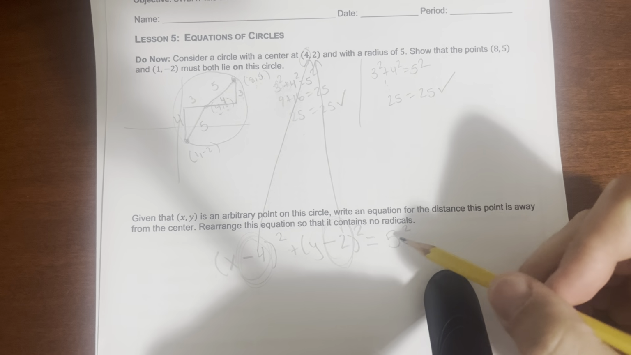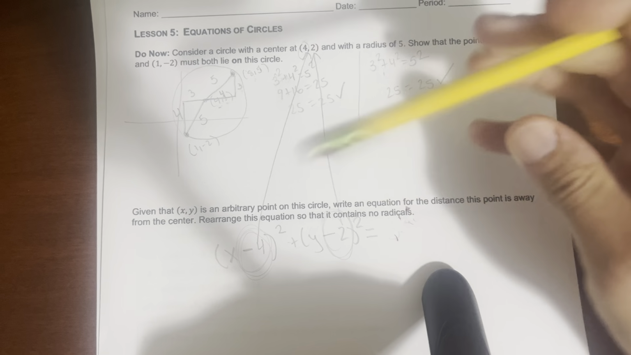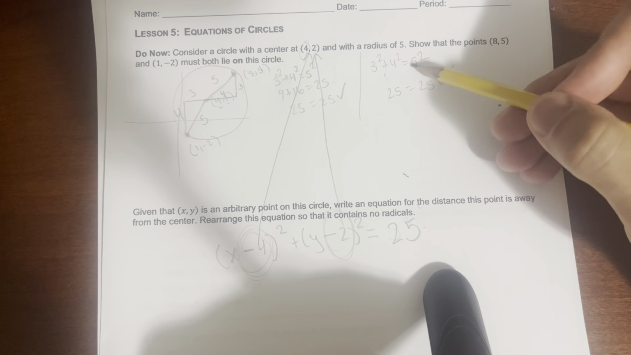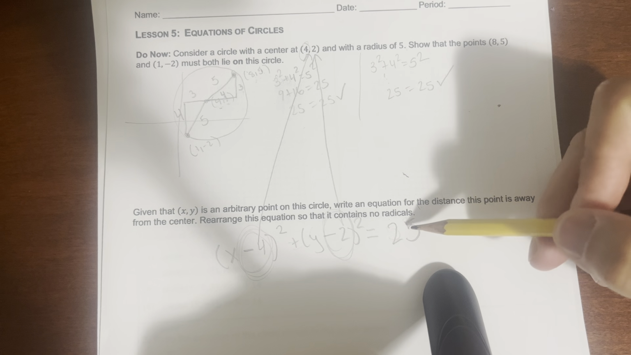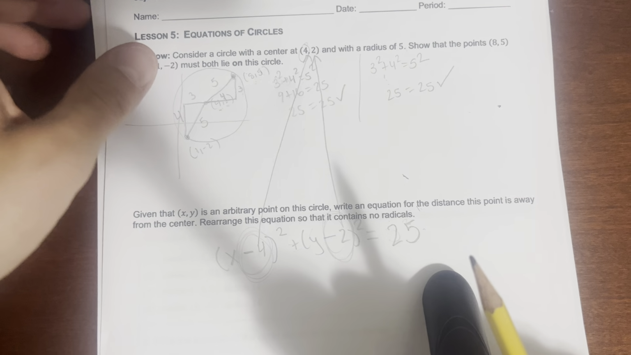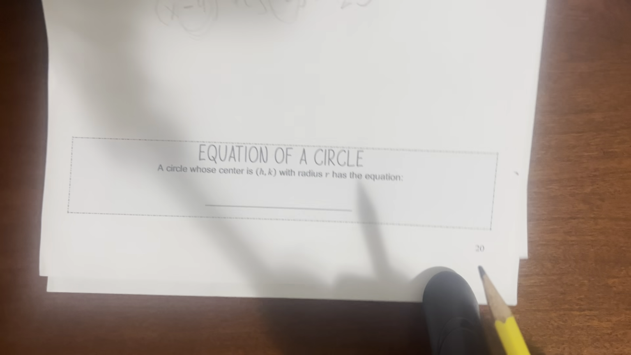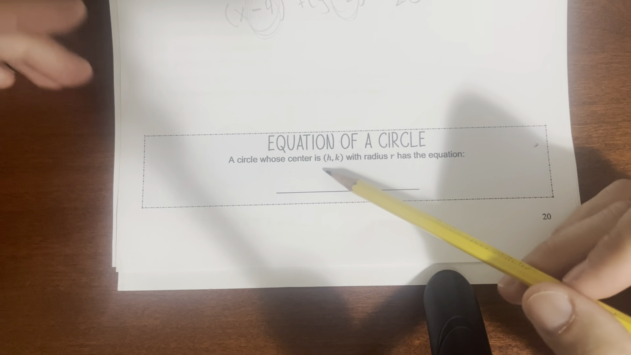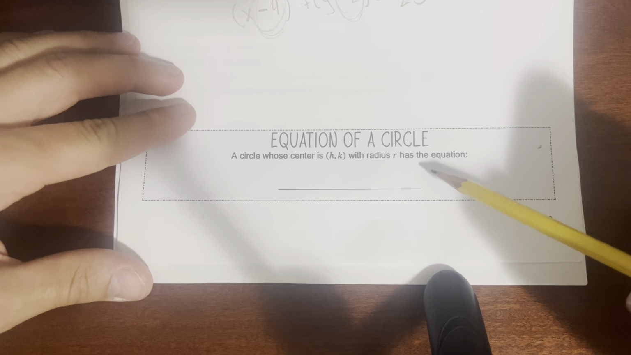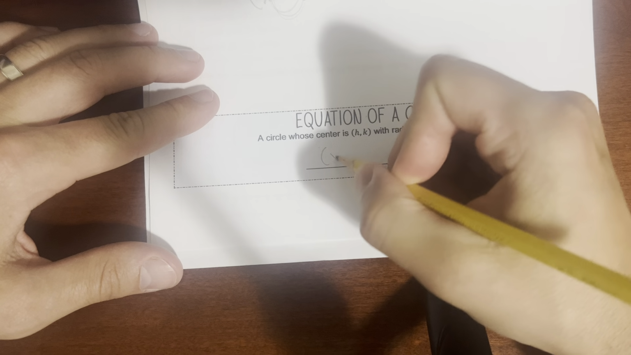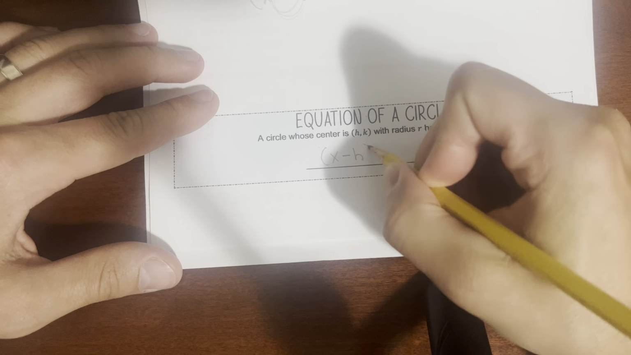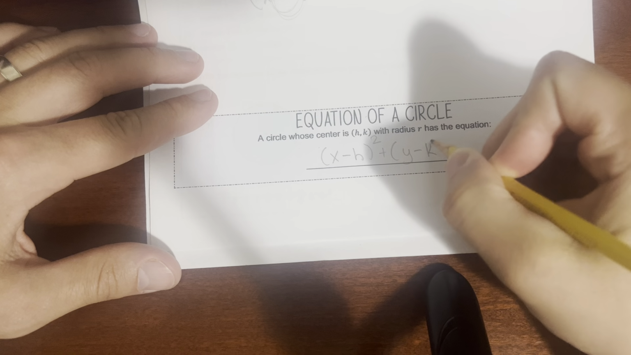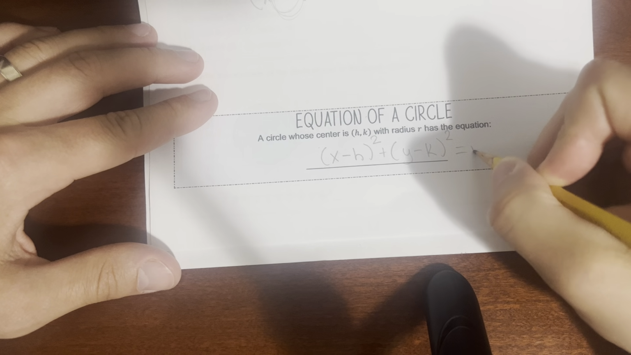And if we were to square this out right here, what's 5 squared? 5 squared gives you 25. And how do I go from 25 to 5? I square root this number on the end. So this is how we can come up with our equation of a circle. A circle whose center is anywhere, let's just call it h, k, and has a radius of r, the equation is going to be x minus h squared plus y minus k squared equals r squared.